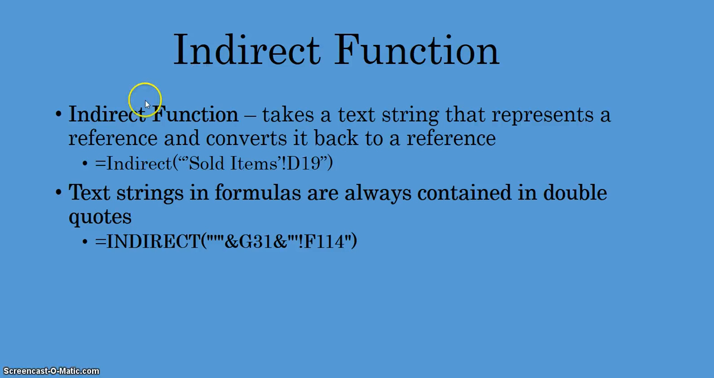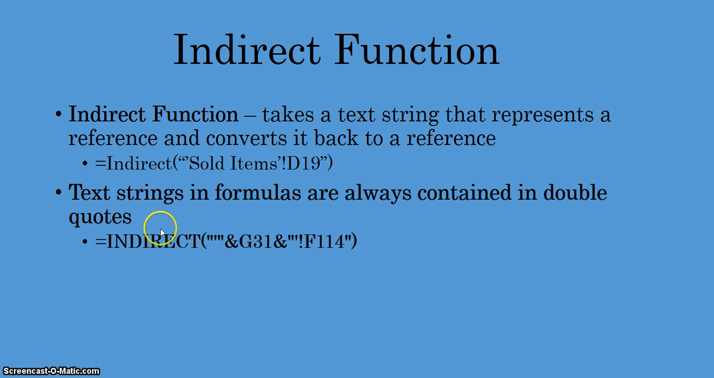So let's now talk about the INDIRECT function. The purpose of the INDIRECT function is that it takes a text string that represents a reference within your current sheet or another sheet within your workbook and converts it back to an actual reference. So here's an example of the INDIRECT function. Again, it takes a text string. If you put a text string within a formula, you have to enclose it within double quotes. Text strings in formulas are always contained in double quotes.